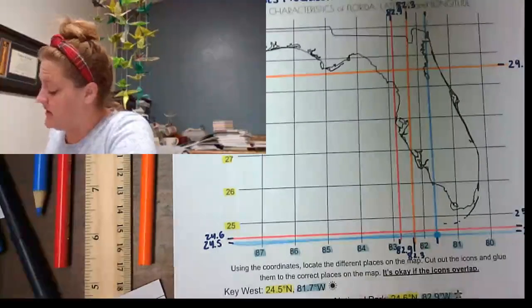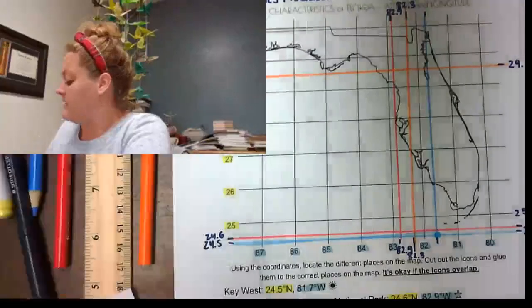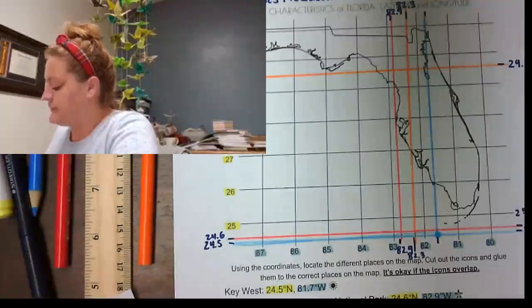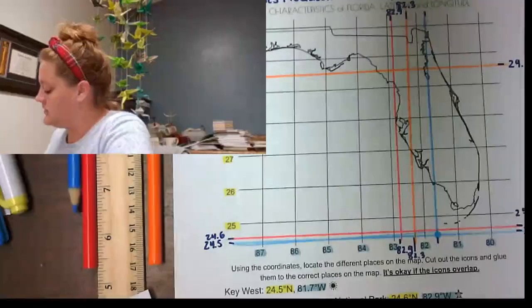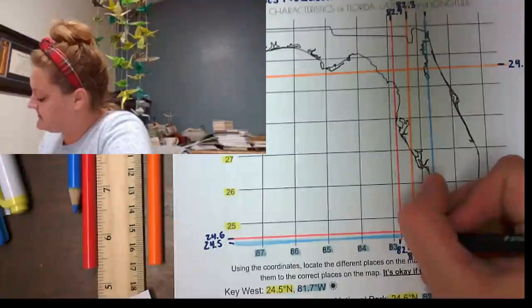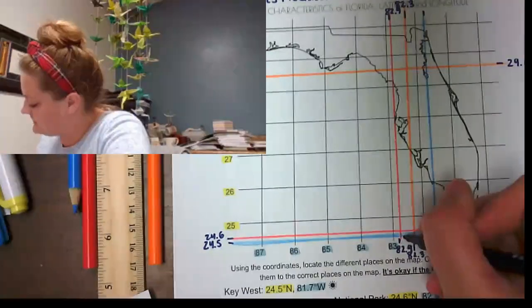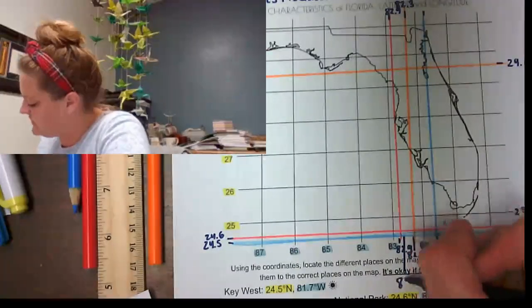727.6 degrees north is our line of latitude, and then our line of longitude is 82.6. Okay, we're going to mark 82.6 on our map. We're starting to run out of even more room down here. It's okay, you can just extend your line down if you need to.